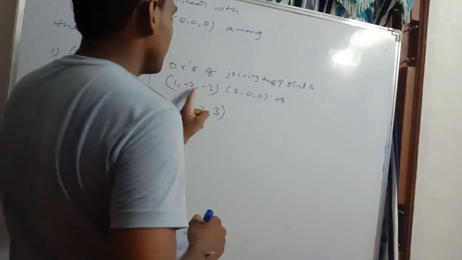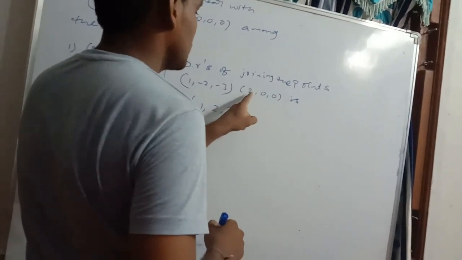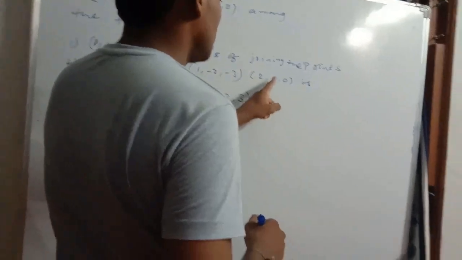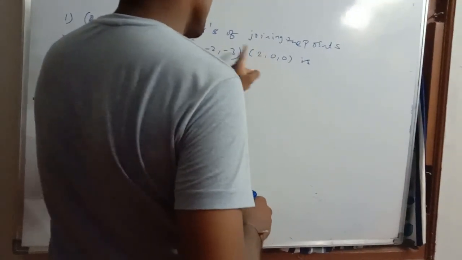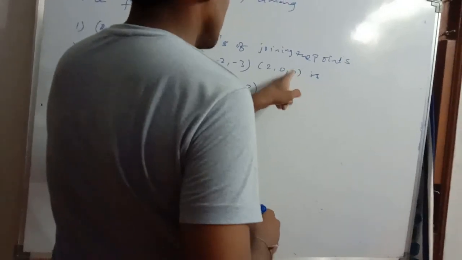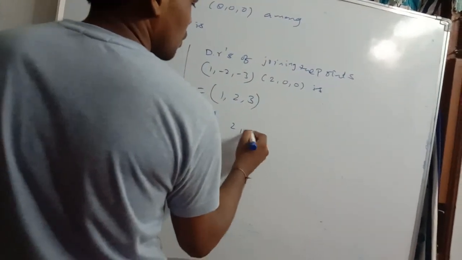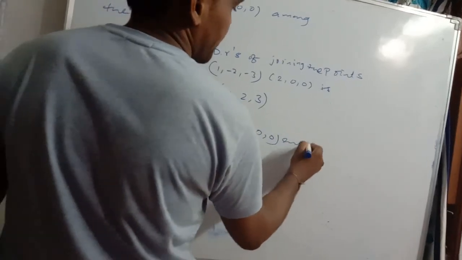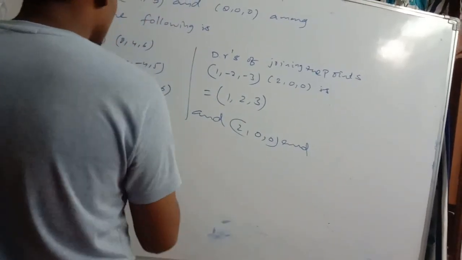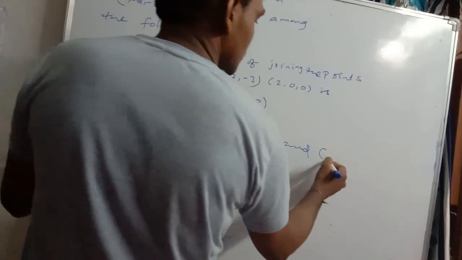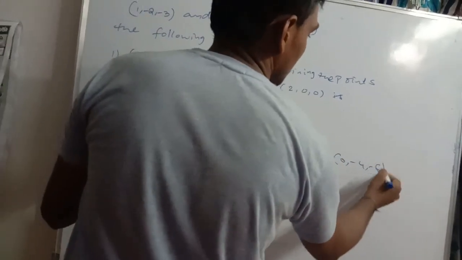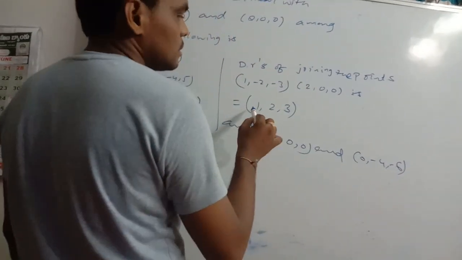Now here x1, y1, z1 and x2, y2, z2. Now this is x2 minus x1, this is 1, and y2 minus y1, 0 minus of minus, plus 2, and z2 minus z1. The direction ratios of the first two points are 2, 0, 0, and the following the point 0, minus 4, minus 6, the direction ratios.